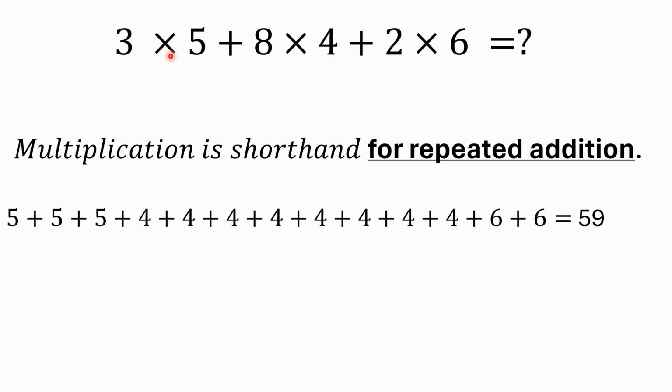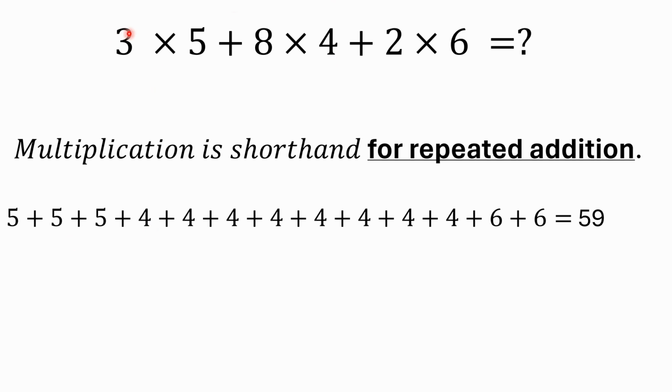3 times 5 is the same thing as adding 5 3 times. So that's why I have 5 plus 5 plus 5. 8 times 4 is the same thing as adding 4 8 times: 4 plus 4 plus 4 plus 4 plus 4 plus 4 plus 4 plus 4. Kind of ridiculous writing this all out, but I'm trying to make a point. 2 times 6 is the same thing as adding 6 2 times.